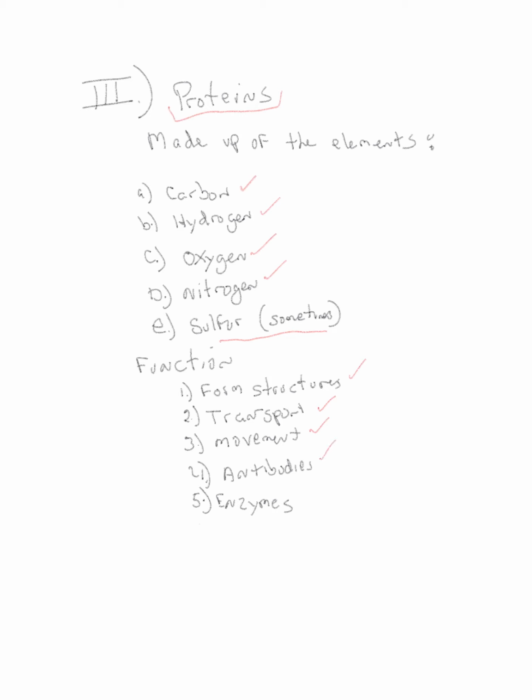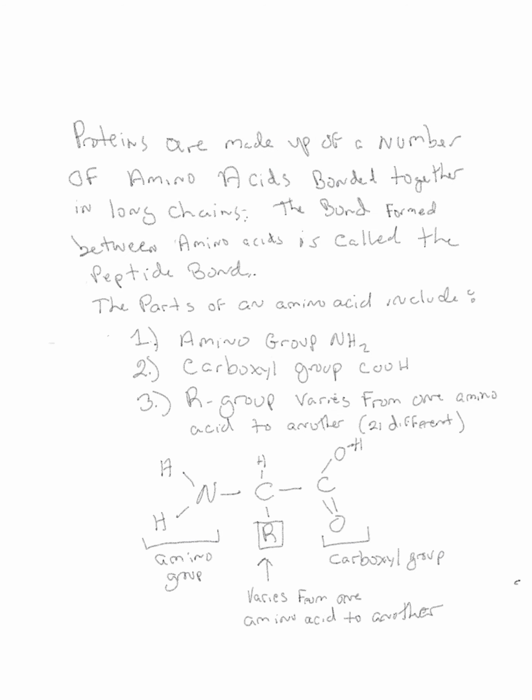Antibodies are proteins of the immune system that will attack and neutralize foreign organisms or foreign substances in the body. And then enzymes. Proteins are made up of a number of amino acids bonded together, and the bond that forms between them is called a peptide bond. So proteins are a polymer.